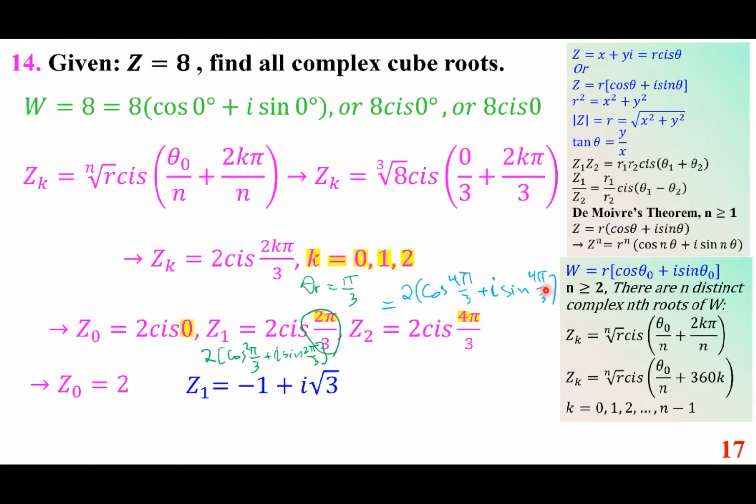Sine is the same as square root of 3 over 2, but in the third quadrant it is negative. So minus square root of 3 over 2. With the 2, they cancel each other. So simply minus square root of 3. Therefore, it's minus 1 minus i square root of 3. And this is the last one. And notice 0, 1, 2. So I'm going to call them z sub 0, z sub 1, z sub 2. That's how you find the roots.